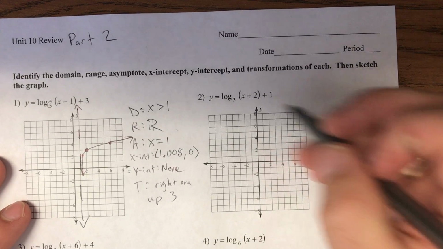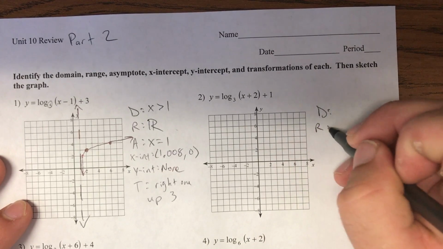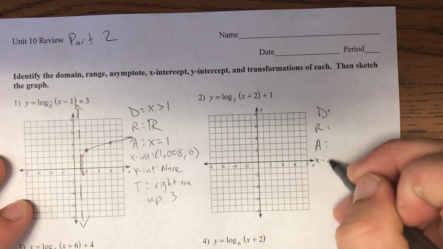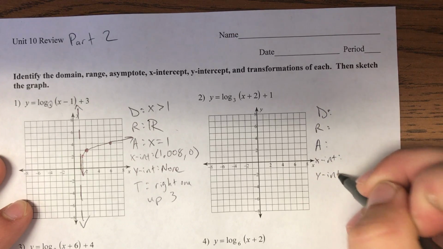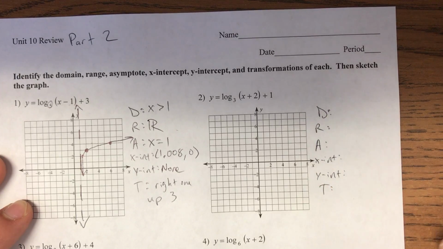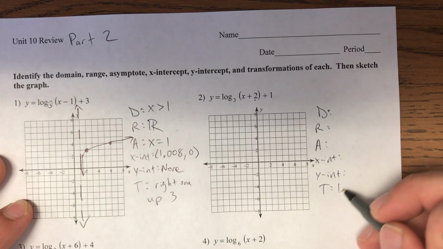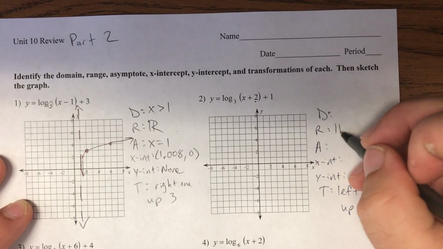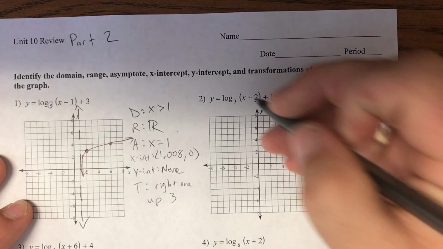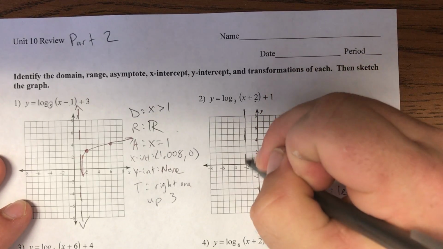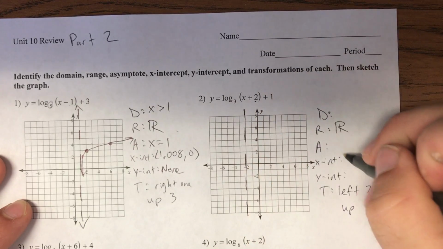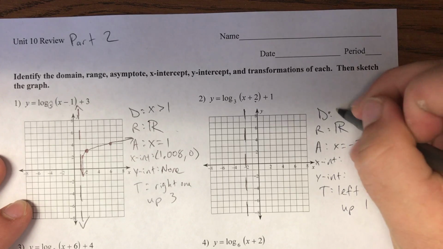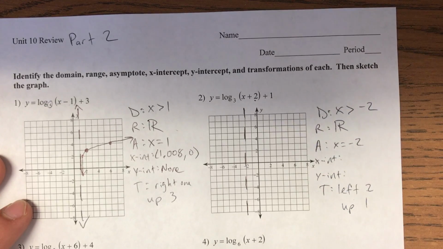All right, number 2. Again, the same setup. My transformations on this one, we're going left 2 and up 1. All real numbers for the range. Since it's going left 2, my asymptote's right here at -2. And so x equals -2, and my domain's going to be x is greater than -2.